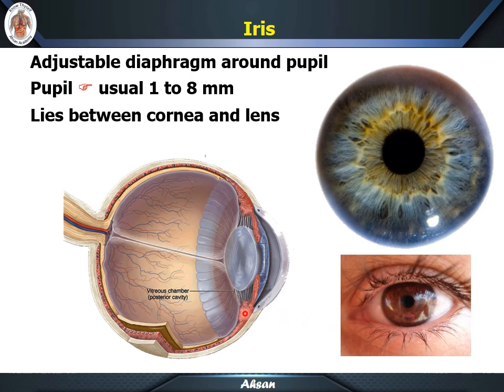It lies between the cornea and the lens. You can see this is the ciliary body, this is the iris, this is the lens, and this one is the cornea. The total cavity is the anterior chamber. This chamber is the chamber of the aqueous humor. It is split into two as a diaphragm by this iris. So this is totally immersed in a fluid called the aqueous humor.